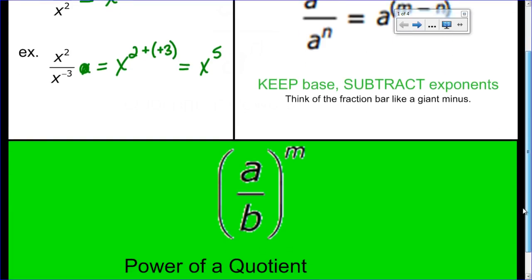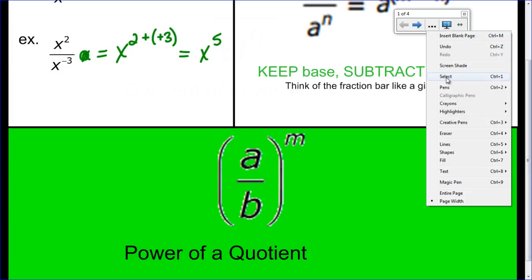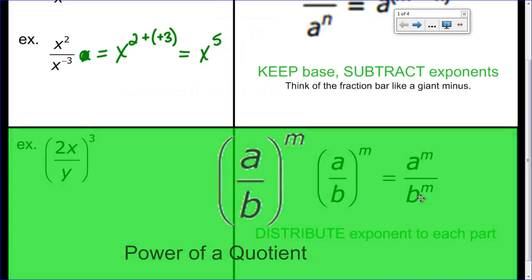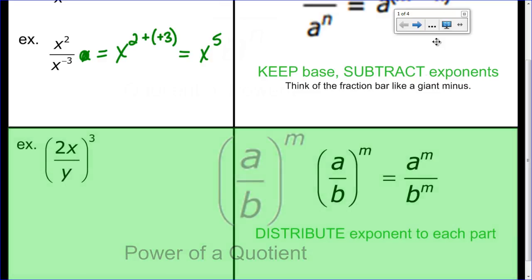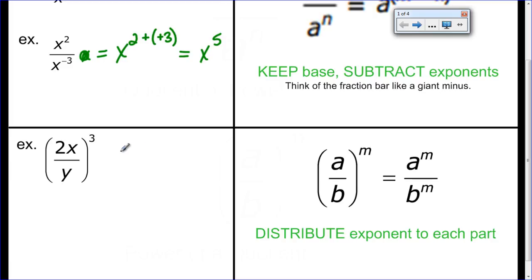Now, I think we have talked about this rule when we did multiplication, but just in case, we're going to review. The power of a quotient is when you have a fraction or a division problem all to a power. It's just like with the multiplication: you distribute your exponent to everything inside the quotient and then simplify if you can. I'm pretty certain we talked about this, but we're going to do one example just to be sure.